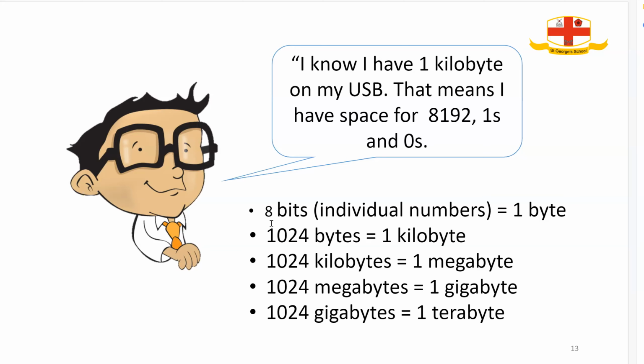We talked about this as well. Obviously, 8 bits equals 1 byte. 1024 bytes equals a kilobyte. 1024 kilobytes equals 1 megabyte. 1024 megabytes equals a gigabyte, and 1024 gigabytes equals a terabyte. Some people did mention that they'd seen these. You might have seen 32 megabyte, 32 gigabyte, 8 gigabyte, all different.